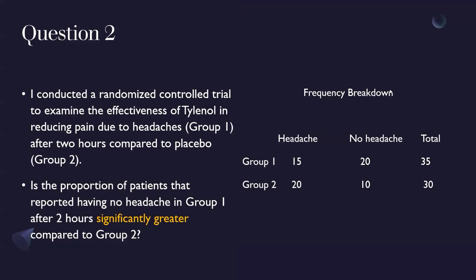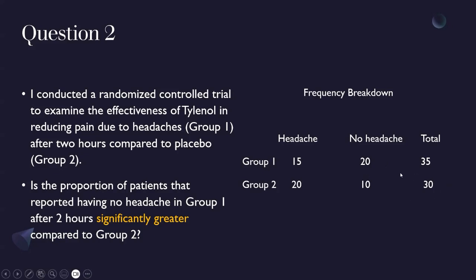So we have our frequency table again here. One group that reports headaches after 2 hours, and the other group that reports no headaches after 2 hours. Our group 1 is our group that was given Tylenol. Our group 2 was our placebo group. So again, just like our marbles example, we have 35 people total that was in group 1, and we have 30 people here that's in group 2.